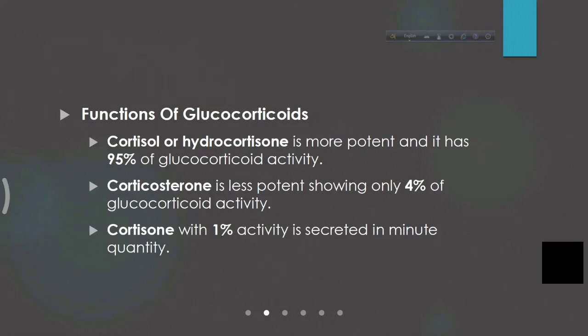Functions of glucocorticoids. Cortisol or hydrocortisone is another name. Cortisol is most potent and has 95% of all glucocorticoid activity in our body. Corticosterone is less potent, and cortisone the least. Corticosterone has only 4% of glucocorticoid activity. Cortisone only 1%. So the most powerful one is cortisol.